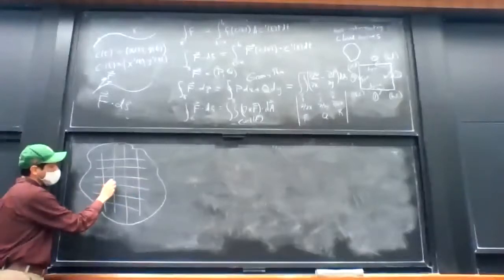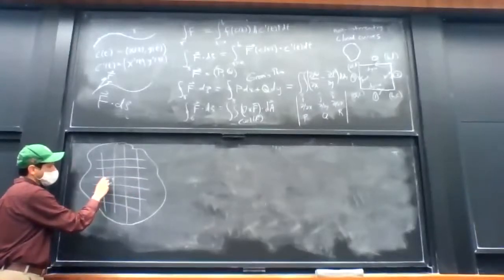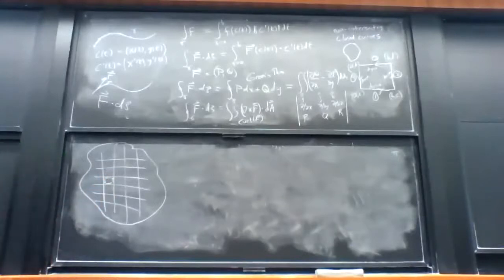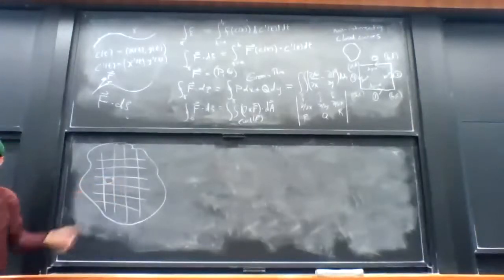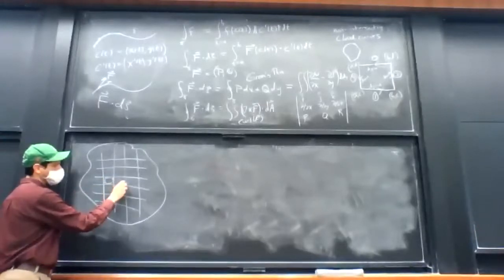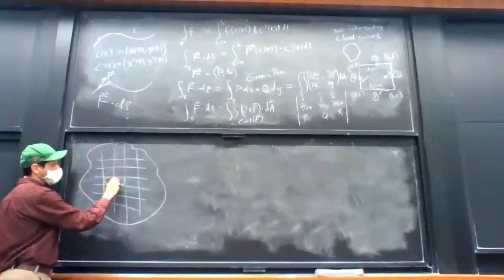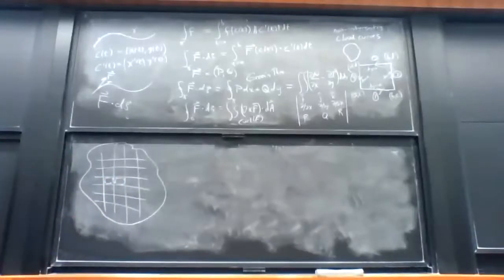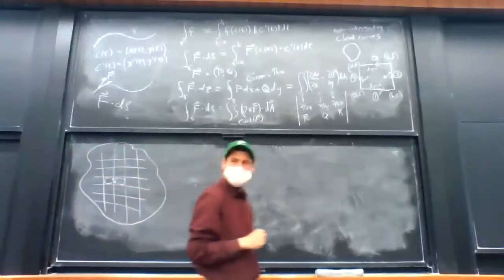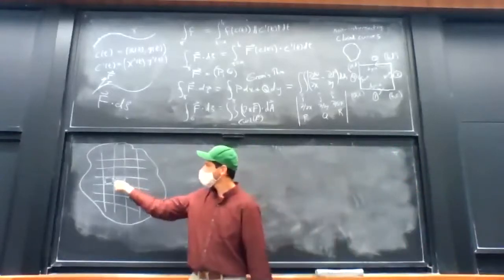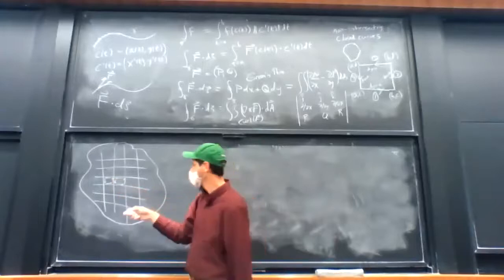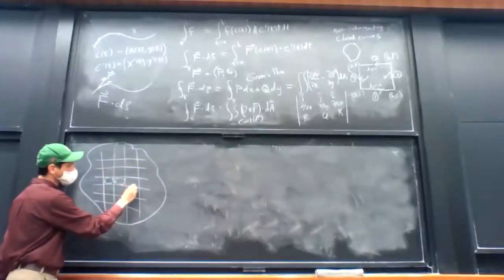So in this square, I apply Green's theorem, and the integral along the boundary is equal to the double integral of the curl. Now I go to the square one to the right, and I apply Green's theorem on that. And what do you notice about these two adjacent rectangles? What happens? Goes up and down. Yeah, and so what happens to this up and down? They cancel.